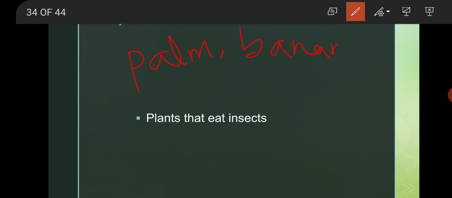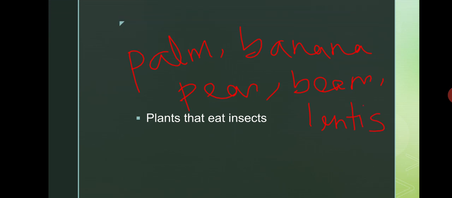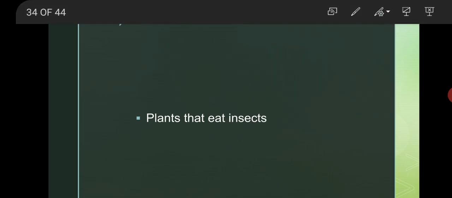I write, look, palm tree, banana tree. They are the examples of monocotyledon trees, and peas, beans, and lentils are the examples of dicotyledon trees. I say this only for your understanding and knowledge. Now students, you will learn about the names of some plants that take insects as their food.